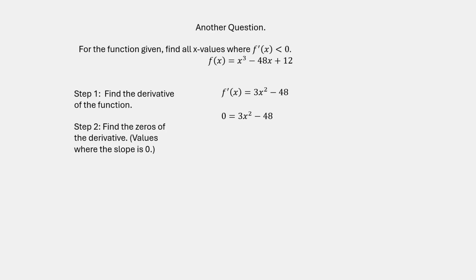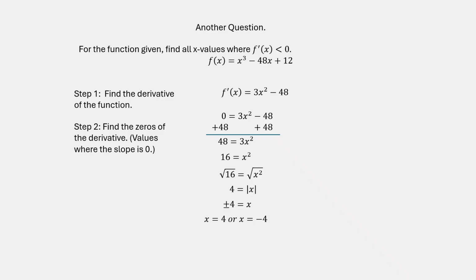So set it equal to 0. Solve it. Add 48 to both sides. Divide by 3. Take the square root. Square root of 16 is 4. Square root of x squared is the absolute value of x. What two numbers are 4 away from 0? 4 and negative 4.